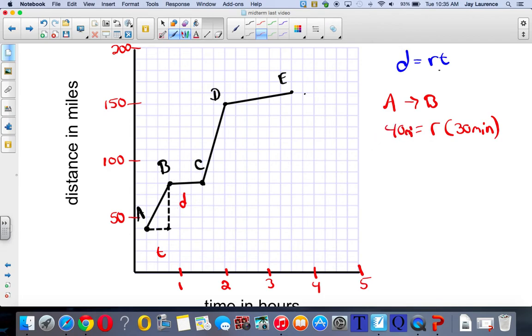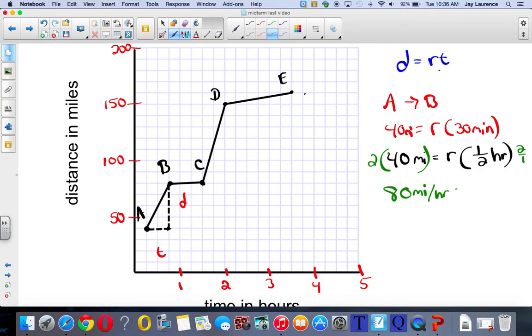There's something wrong with this problem, though, because I want the speed to be in miles per hour. I'm not in hours, I'm in minutes. So I'm going to rewrite it as 40 miles, the rate times how many hours? Well, that'd be half an hour. So I'm either going to divide by 1/2 or multiply by 2/1. Right, Sean? So I'm going to multiply by 2 and I'm going to get 80 miles per hour. And that's my rate because over here the 2's cancel. So that's my rate, 80 miles per hour. There you go, from A to B.